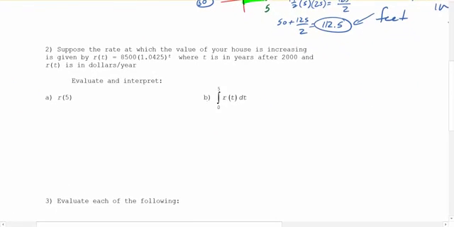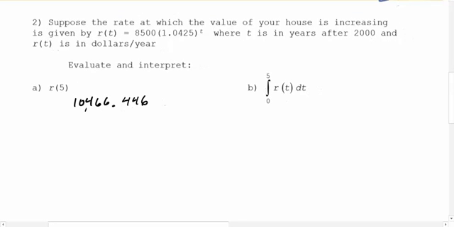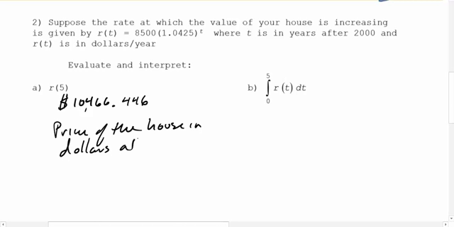Okay, so this is what I'd like you to try now, and what does that mean? What does that represent? What units is that in? Yeah, what units is that in? The price of the house in dollars. It's dollars, so it's the price of the what? House in dollars what? After 5 years. After 5 years, yeah.